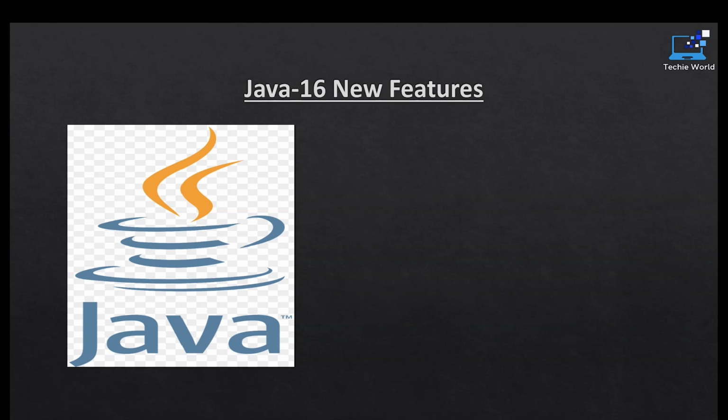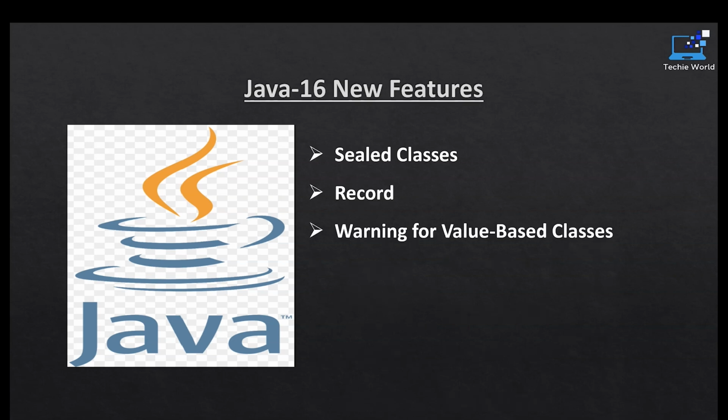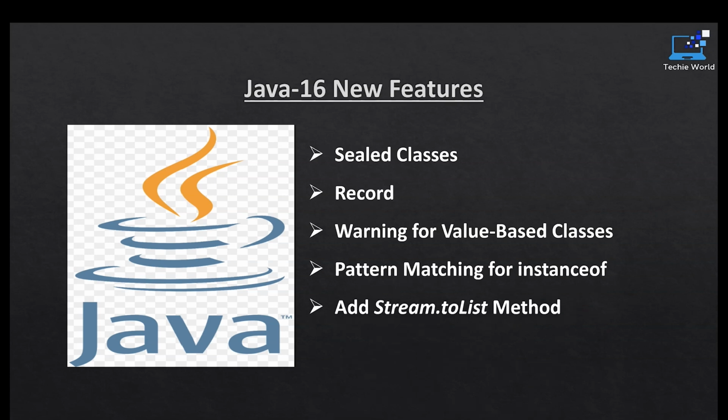So today I'll take you through the Java 16 new features. In this series, we'll talk about the multiple new features that came in Java 16 like sealed classes, record, and many more. If you look at the new features that came in Java 16, these are the following: sealed classes, record, warning for value-based classes, pattern matching for instanceof operator, stream.toList method added, and the Vector API incubator. So let's have a look at the first point, that is sealed classes.